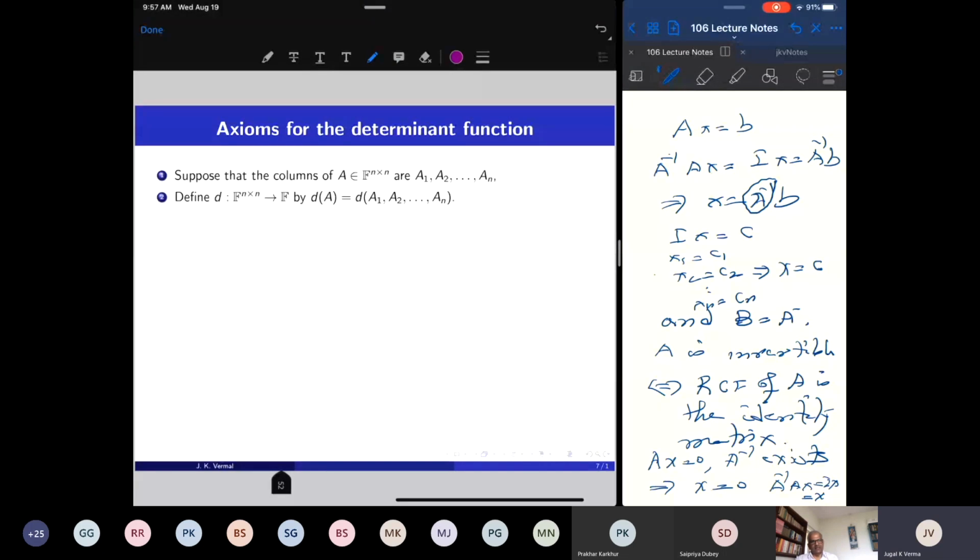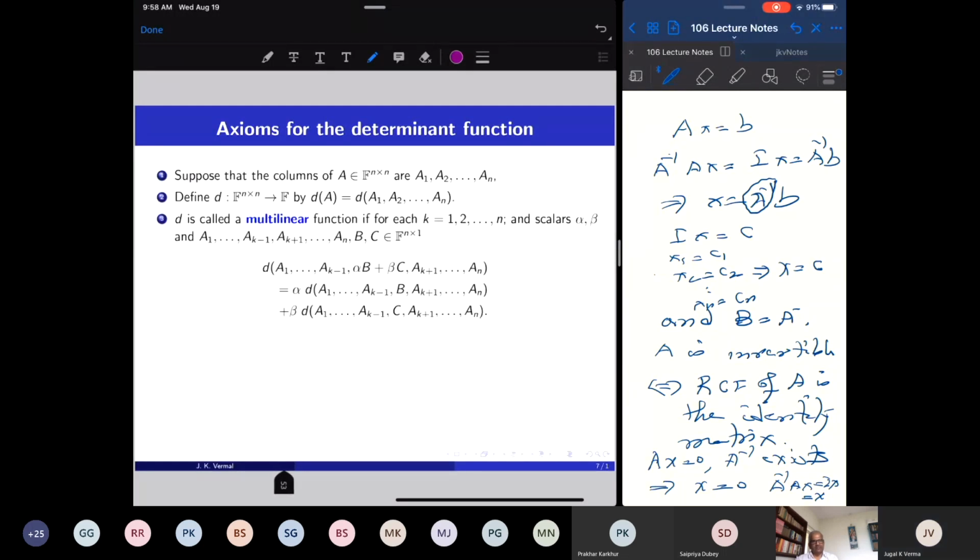So there are n arguments in this function, and those arguments are the ordered sequence of column vectors of the given matrix A. Okay. So this function is acting on the space of n by n matrices, and the output is a scalar in the field F. This is called a multilinear function.